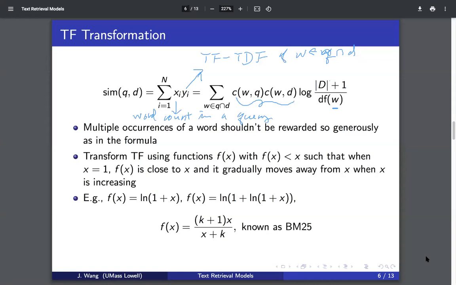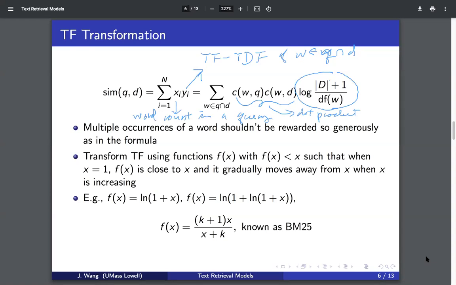So it looks like here we just do the word count. This part here just looks like a dot product of word counts. And this one, we can think of as some sort of normalization. And then we call it TF transformation, term frequency transformation.